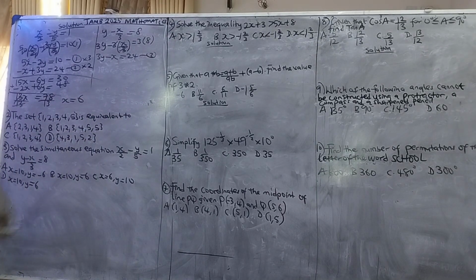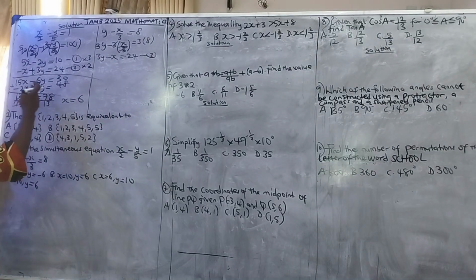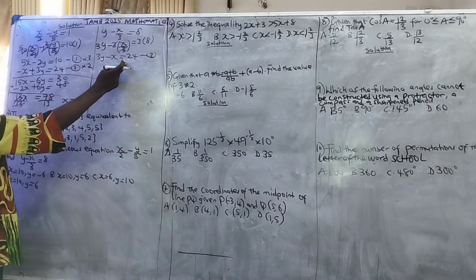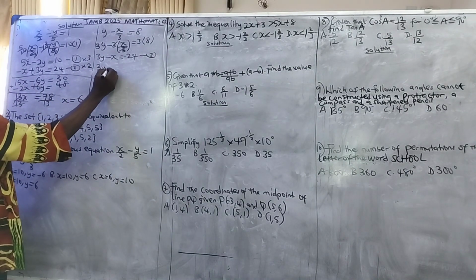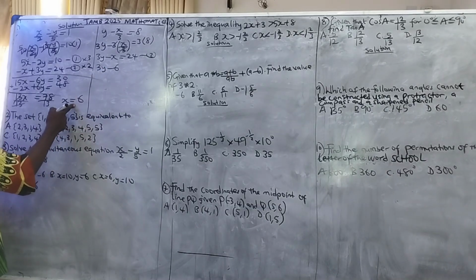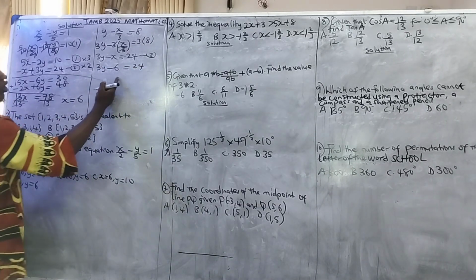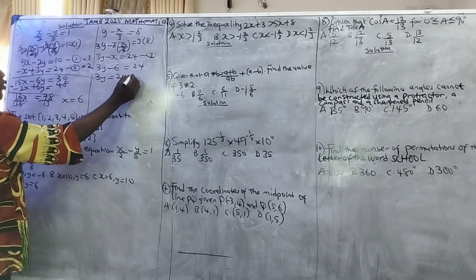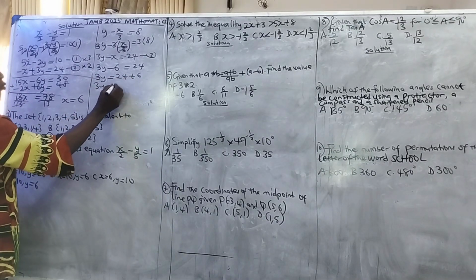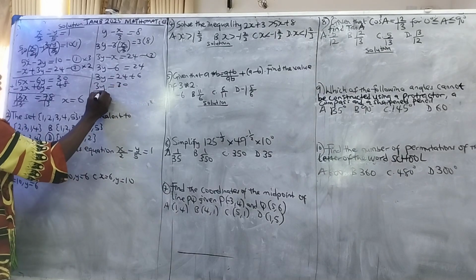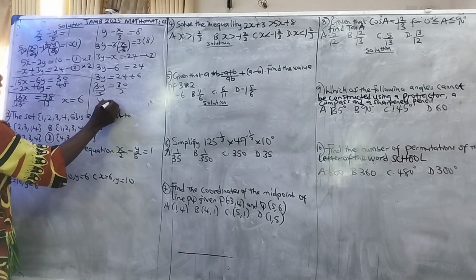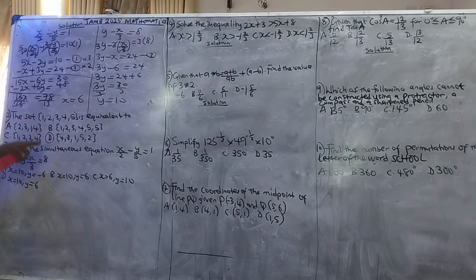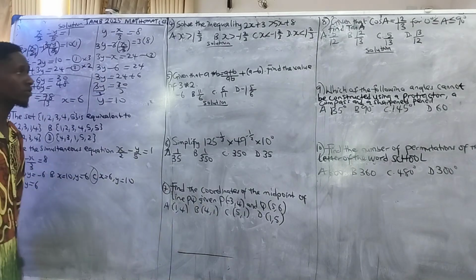How do we get y? By substituting in any of the equations there. So let me use equation 2. So 3y minus 6, because our x is 6, is equal to 24. You collect like terms. 3y is equal to 24 plus 6. 3y is equal to 30. Divide both sides by 3. So our y is 10. So x is 6. y is 10. Option C.